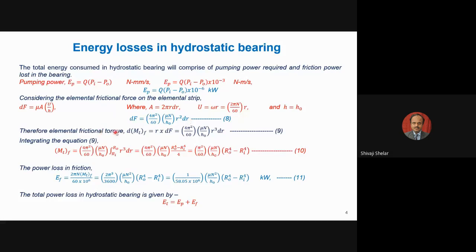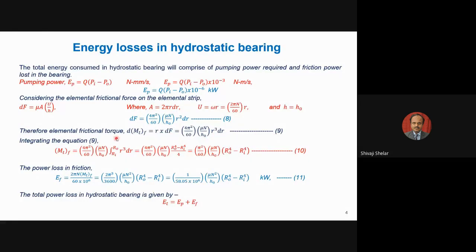Therefore, we have to determine what is the frictional torque. So the elemental frictional torque, that is dMTF, d for differential, MT for the torque required, and F for the torque required to overcome that friction. We have frictional force dF acting at radius r, so torque will be equal to r into dF. If I multiply this relation by r, I will get the elemental torque. So elemental frictional torque is equal to 4 pi square upon 60 into mu n by h naught into r cube dr. So this is equation 9.